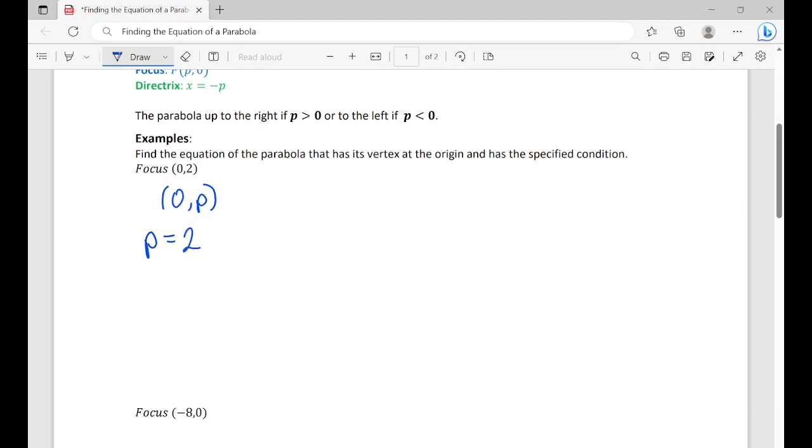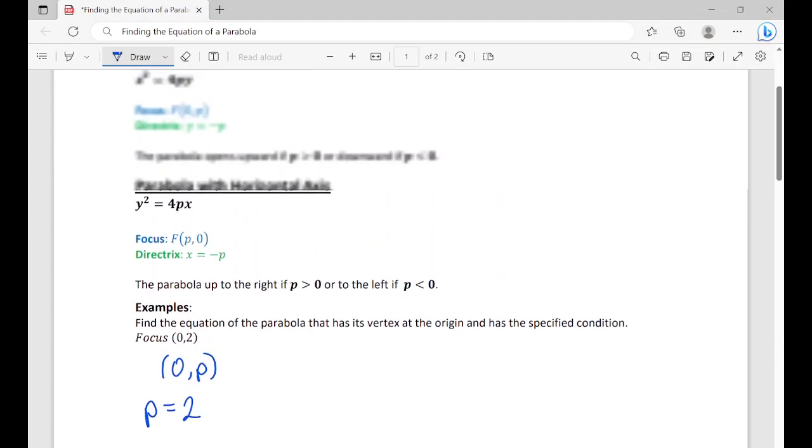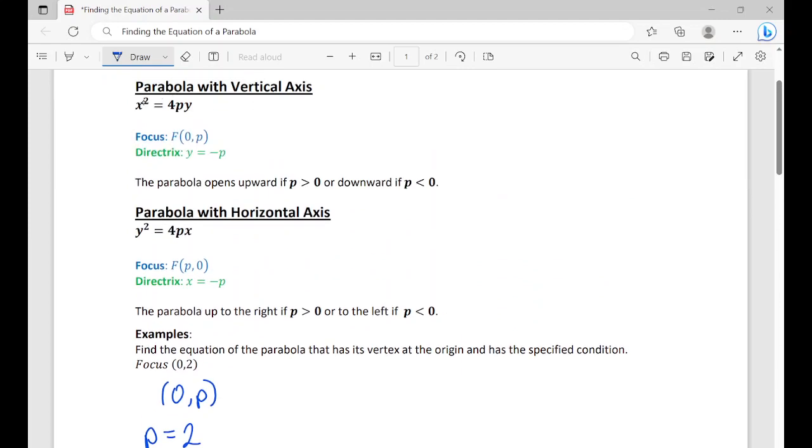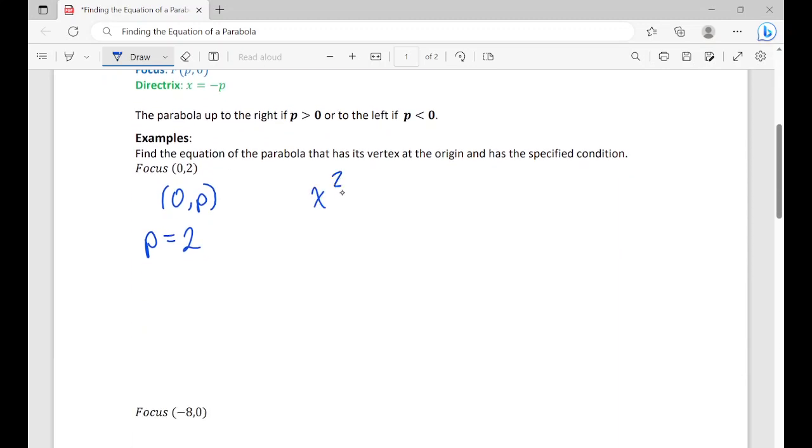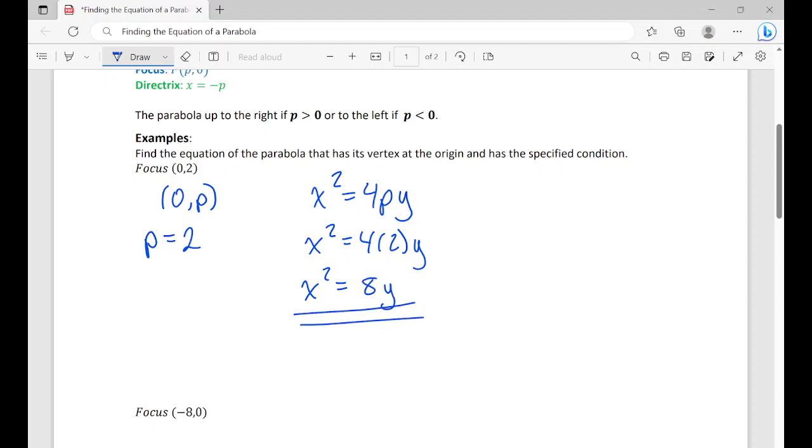Simple and easy. The basic form of this kind of parabola is x squared equals 4py. So that's what we're going to use. We're going to plug in our p-value 2 into this equation here and work it out. So x squared equals 4py. x squared equals 4 times 2 times y. So x squared equals 8y. And that is the equation of the parabola.